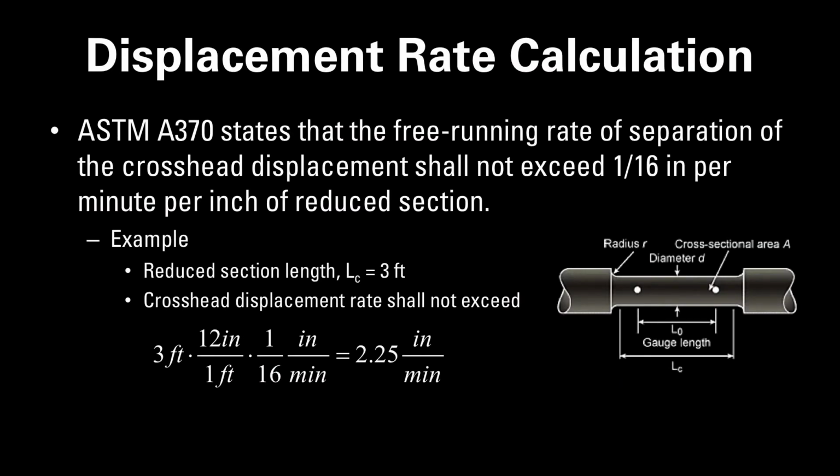The displacement rate to apply to the specimen is selected based on its geometry. ASTM A370 states that the free-running rate of crosshead displacement shall not exceed 1/16 of an inch per minute per inch of reduced section. Correspondingly, if you have a bar that has a reduced cross-section diameter of 0.5 inches and is 3 feet long, the crosshead displacement shall not exceed 1/16 inch per minute times 36 inches, which equals 2.25 inches per minute. You will calculate the required displacement rate for your specific specimen geometry during the in-class laboratory.